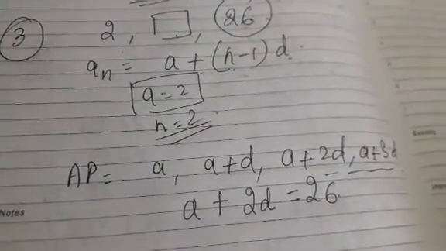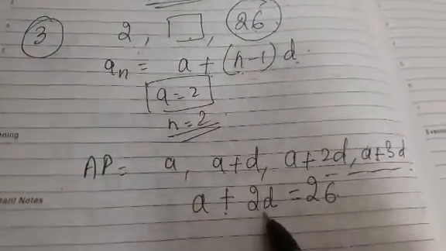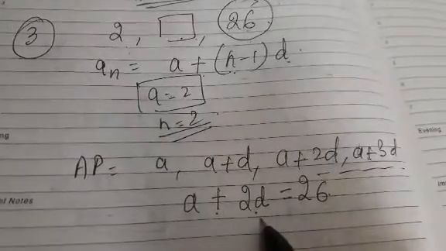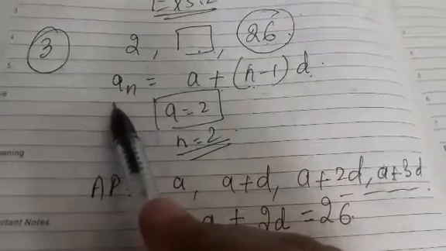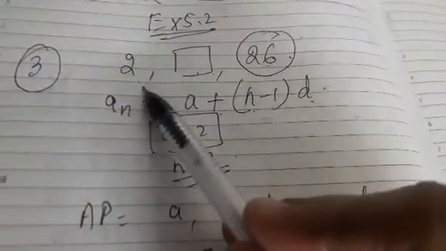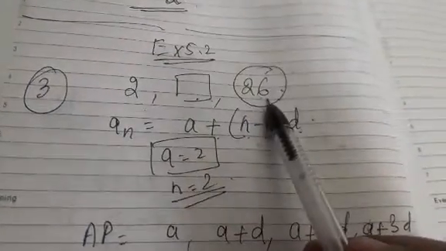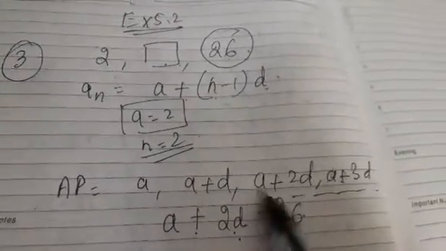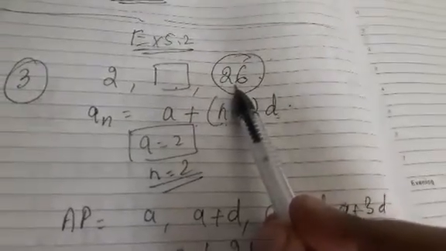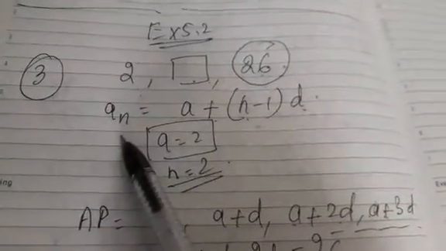So let's check out. If I substitute the value of a in this equation, I will get the answer for d. And if I get the answer for d, I will substitute in this formula and I will find out a_n. Okay, did you understand? The terms which are given are 2, dash, and 26. This is a, this is the third term. According to the formula of the series, this arithmetic progression, a plus 2d is equal to 26, because we have to find out the value of a, n, and d. And when we substitute in this equation, then only we can find a_n.